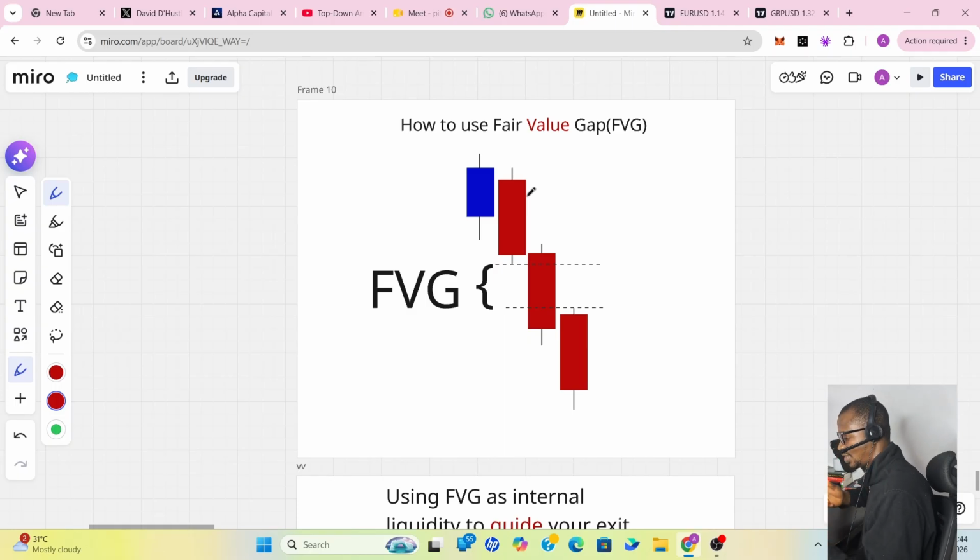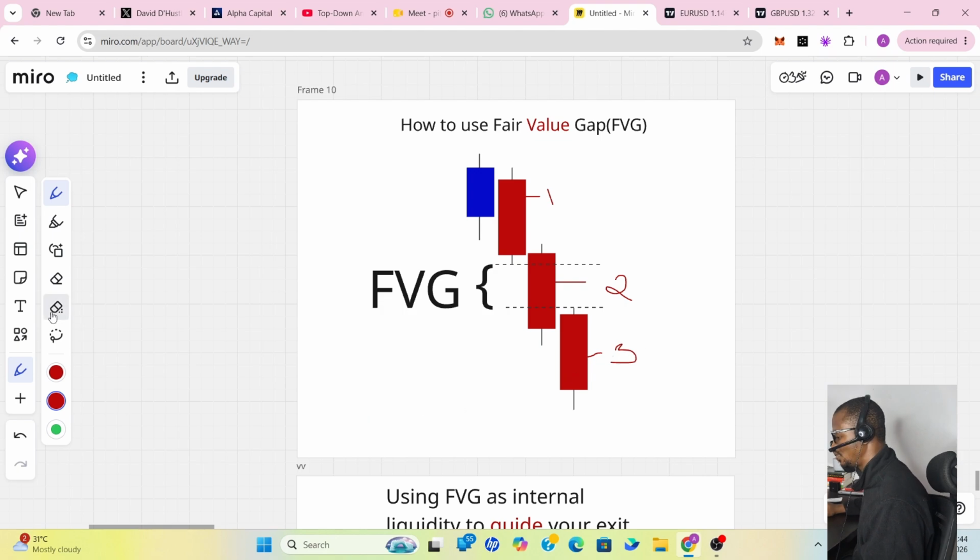I'll show you another form of fair value gap. So in this case, you can see clearly that the gap happened between a set of three candles, which this one is the number one candle, and this is the number two candle. This is the number two candle, and this is the number three candle, right?